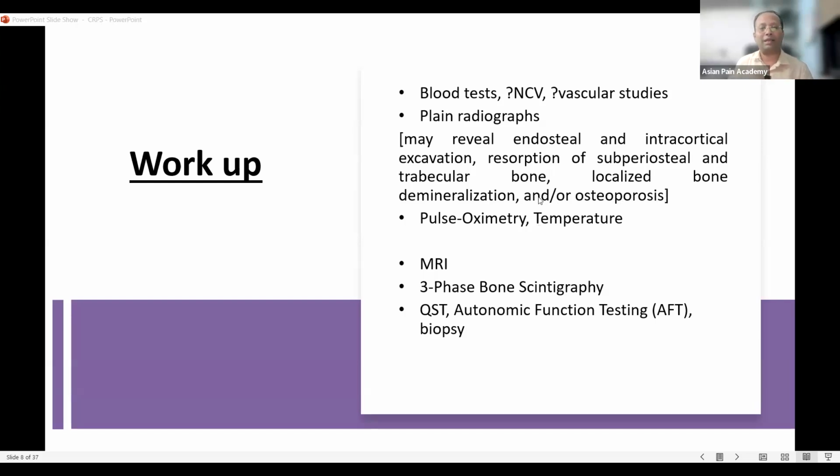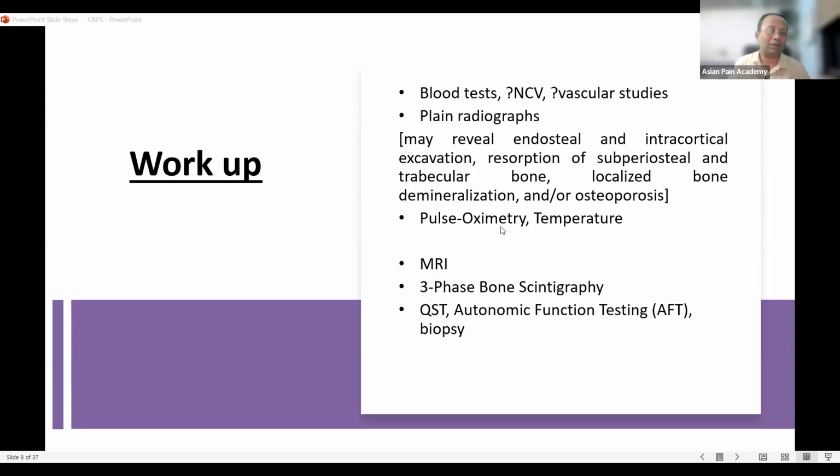Okay, so as I told you, first exclude other diagnoses, then you search for some indirect evidence. If you find this in a radiograph, then it is a very advanced stage. But if you do not find it, you can go for three-phase bone scintigraphy. In this also you can find the same thing, osteoporosis or higher uptake in the areas affected by CRPS.